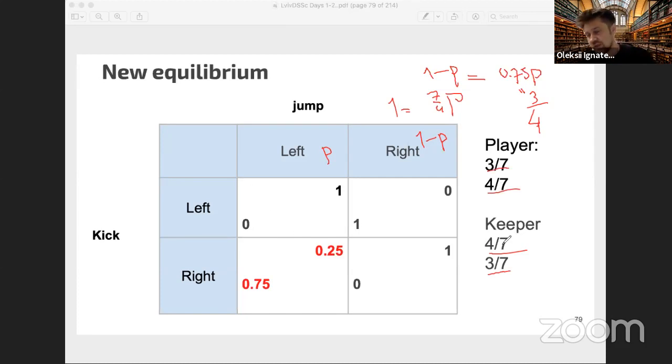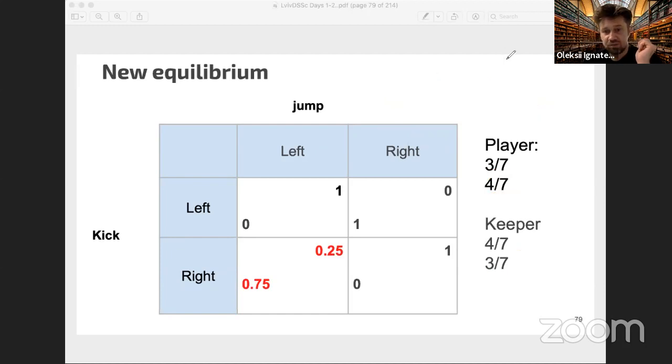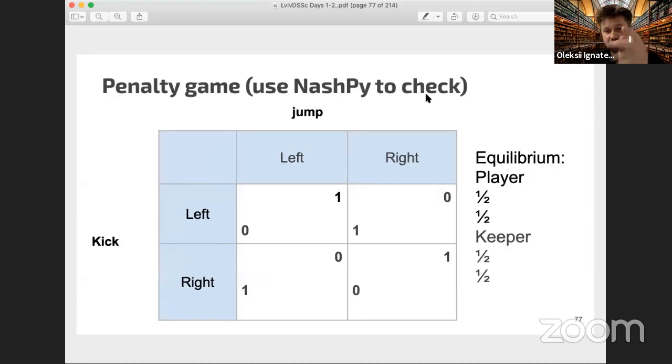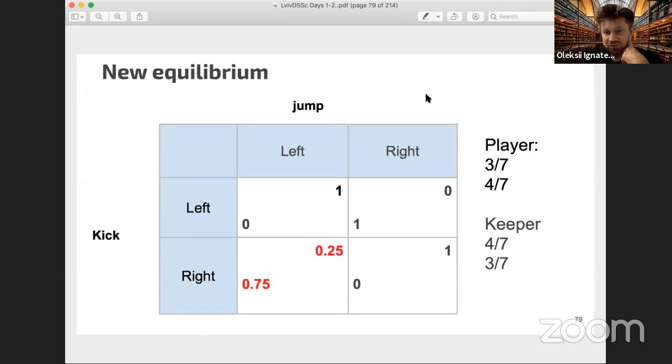You can calculate it. So the result is also interesting. The right leg is not good, but we start to use it more frequently. Before that we kicked with equal probabilities to the left and to the right. And now our right leg is not good, and we use it more frequently.